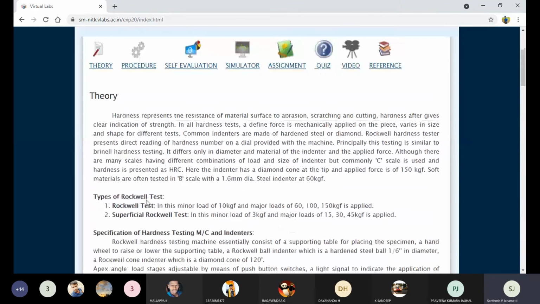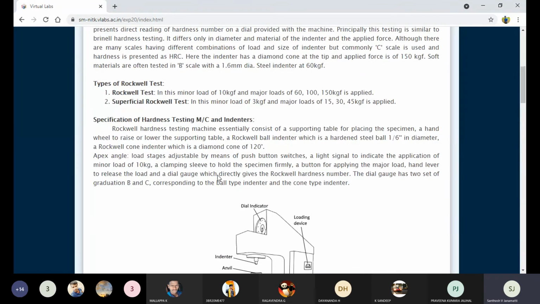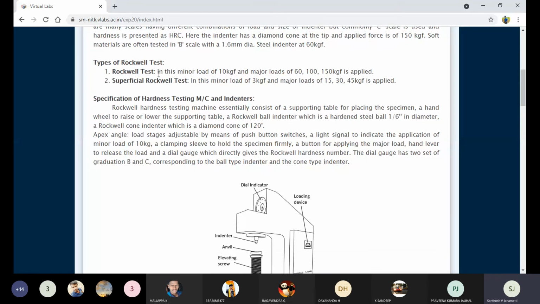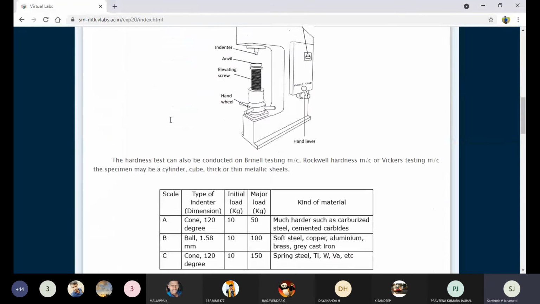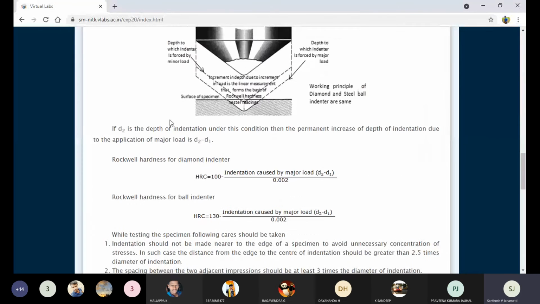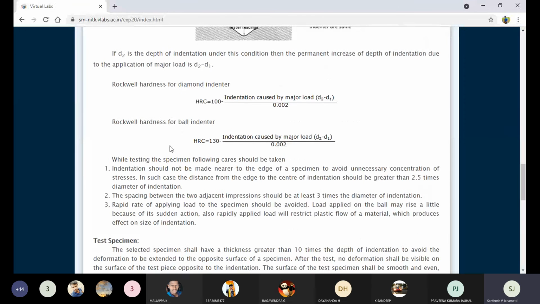Now, coming to the loads. Here there are two types of loads we need to apply for the material. Before that, I would like to discuss the procedure, how we can carry out the procedure. The first procedure I would like to share with you.